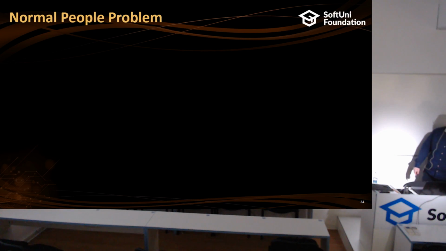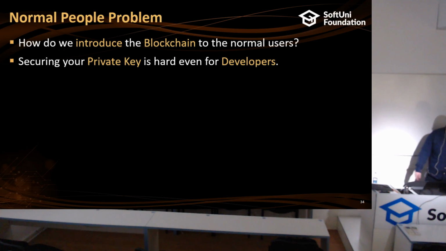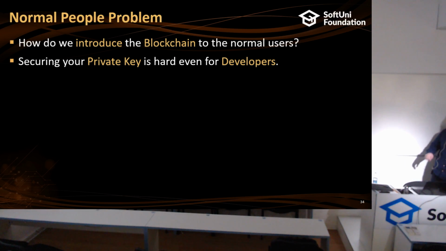The other problem is what I call the normal people problem. I don't know, maybe there is a word for this, but that's what I called it. Basically, if the blockchain is perfect and we are changing the world, how do we introduce the blockchain to the normal users, to the daily people? Currently, your identity or your wallet is secured with private keys, and private keys are very hard to actually keep secure and to actually keep private at all, and they're even hard for developers. So how do we make normal people secure their key?